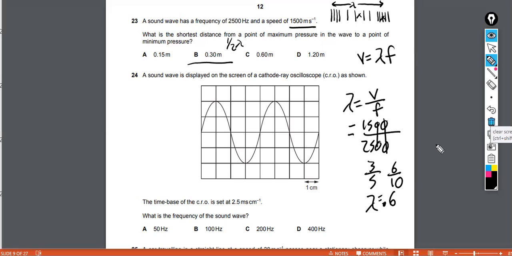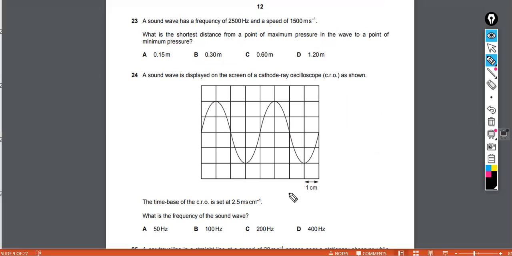Now on to the cathode ray oscilloscope question. It says we've got a sound wave here and it's displayed. They give us the time-base setting, so let's write what we're given: 2.5 milliseconds per centimeter. Each one of these is a centimeter. I want to know how many centimeters per wave. So there's a quarter of a wave, half a wave, 3/4, and a full wave occupying exactly 4 of these centimeters. I want to cancel out centimeters, so I'm going to use the units to help guide my calculation.